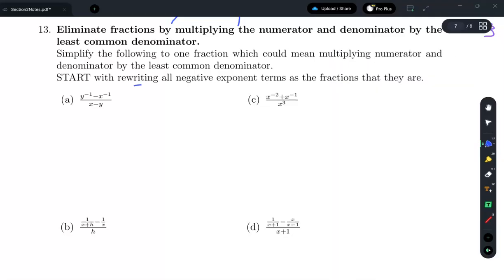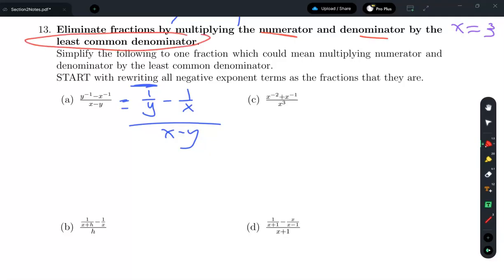So first off, anytime you have a negative exponent, I would rewrite it and put it in the denominator. So that's a 1 over y minus a 1 over x, all over x minus y. Okay, so it's a big complex fraction. And then what we want to do to eliminate these is multiply the numerator and denominator by the least common denominator. If you were asked, just on the side here, to join those together, you know the least common denominator would be x times y. That's what I'm going to do.